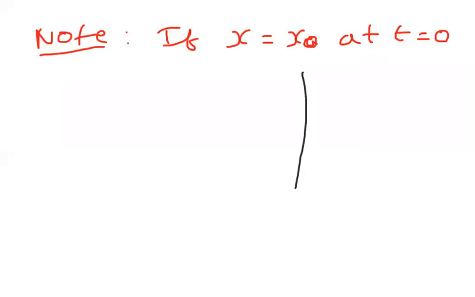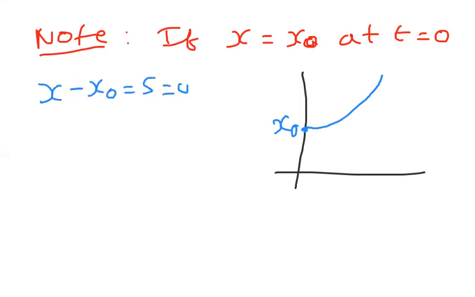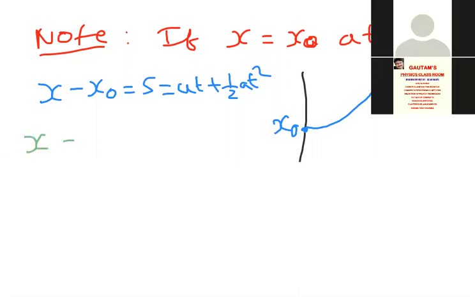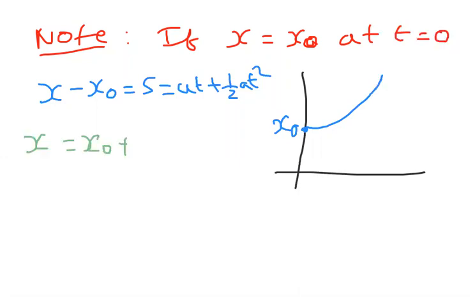Initially starts from x0 means how to draw the graph? Let us take this point as some x0. So we must not draw the graph from the origin. We have to draw from x0. So this is the graph for the parabola shape. Everything is the same. Actually, x minus x0 is equal to s, which is equal to ut plus half at square. In the previous condition, we took x0 as 0, but now x0 is not equal to 0. As x0 is not equal to 0, x is equal to x0 plus ut plus half at square. That means x0 is also there.